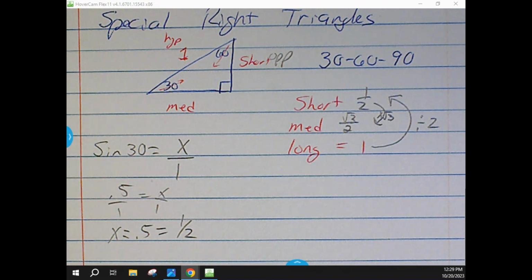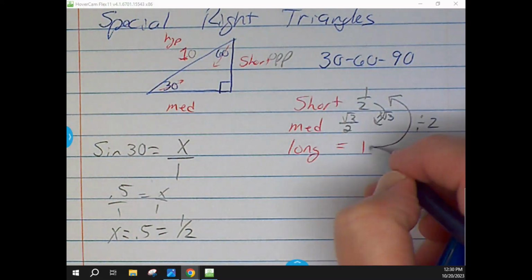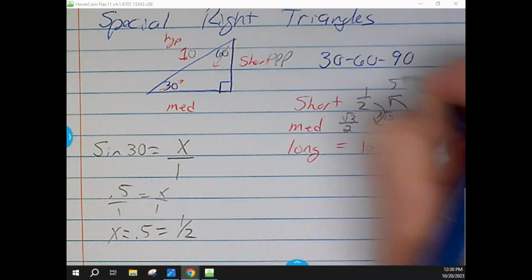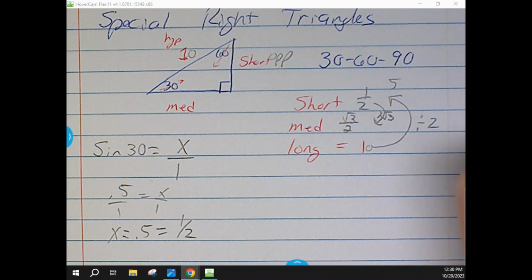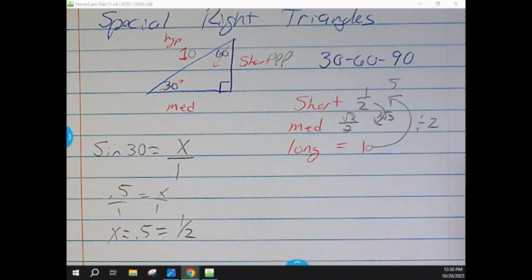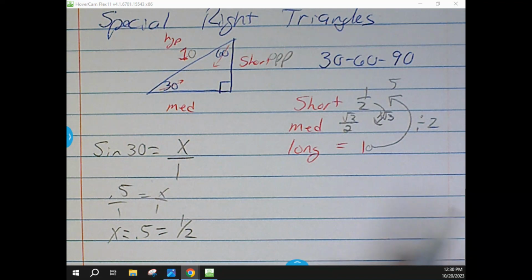Okay, so what that means, and you don't have to write this down, I'll just show you real quick: if this side had been 10, then this side would take 10 divided by 2. This side would have been 5, and then the medium side would have been 5 square root of 3. So anytime they give you the long side, all you do is take the long side and divide it by 2 to get your short side. And then to go from the short side to here, you just multiply by square root of 3.